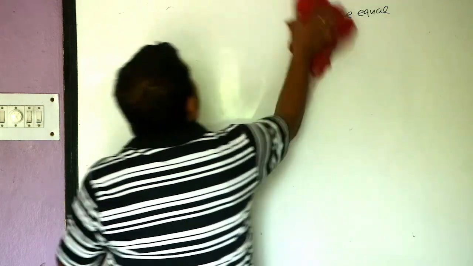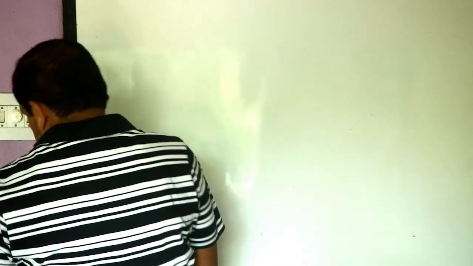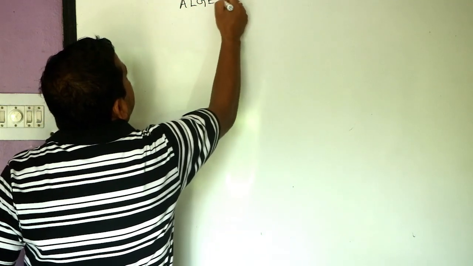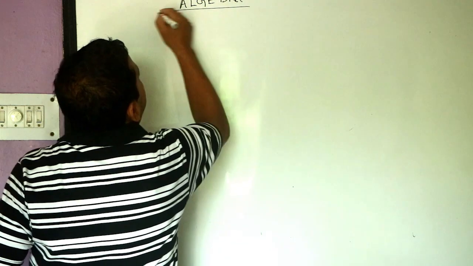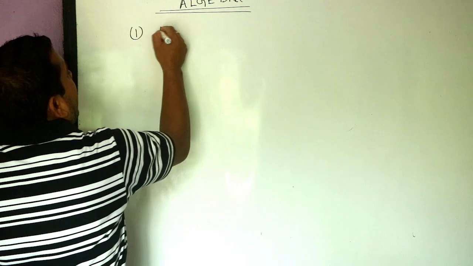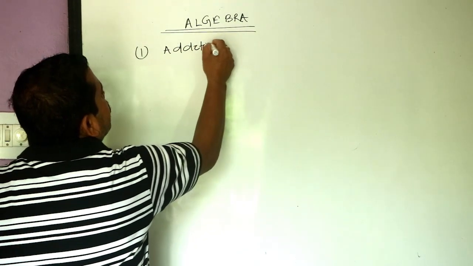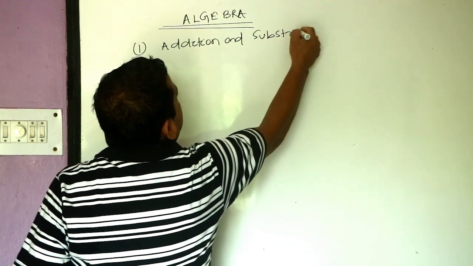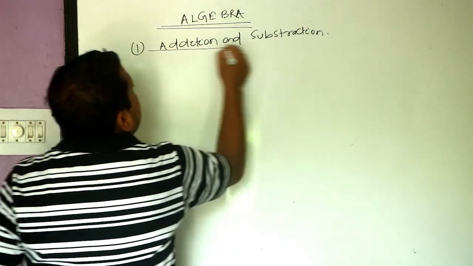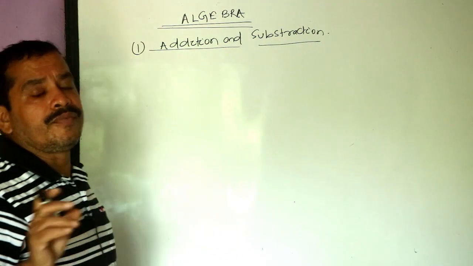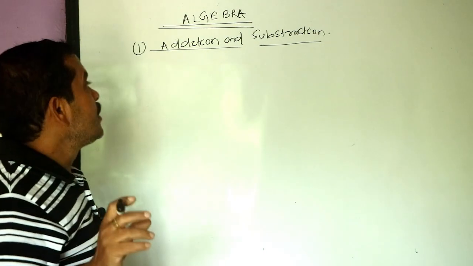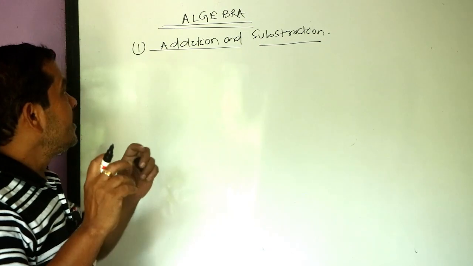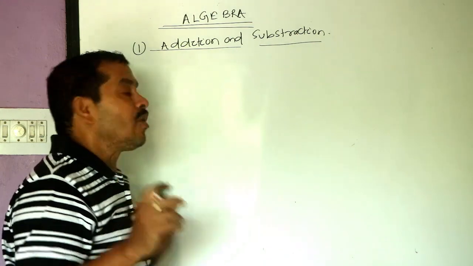Next, algebra of matrices. First, addition and subtraction. Any two matrices cannot be added, and also cannot be subtracted. There is a minimum condition that they have the same order. When we add two matrices, there is the minimum condition that they have the same order.